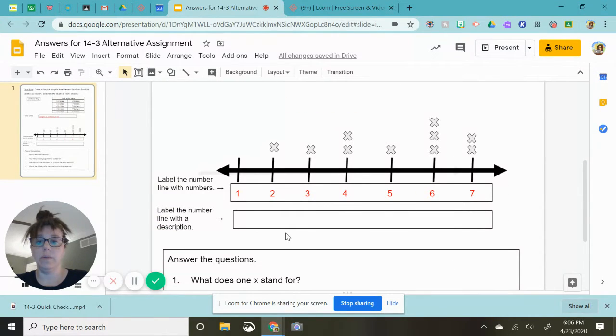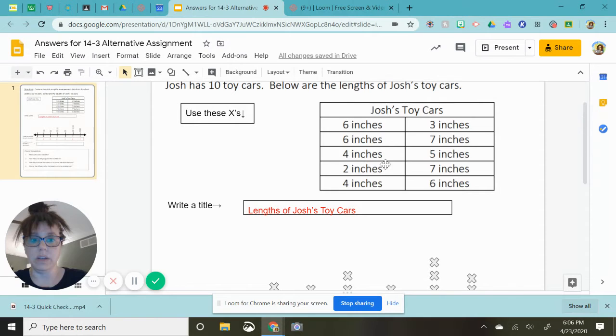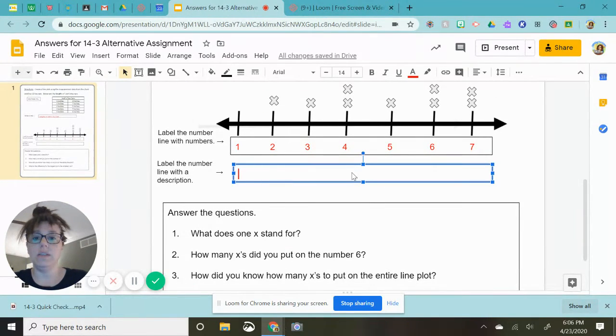And then right here, we're going to put the description. So what do these numbers mean? So if you look here, 2, what did 2 mean? 2 meant 2 inches. So it is the length in inches. Now, mine's fancy. You could just put inches, and it would be okay.